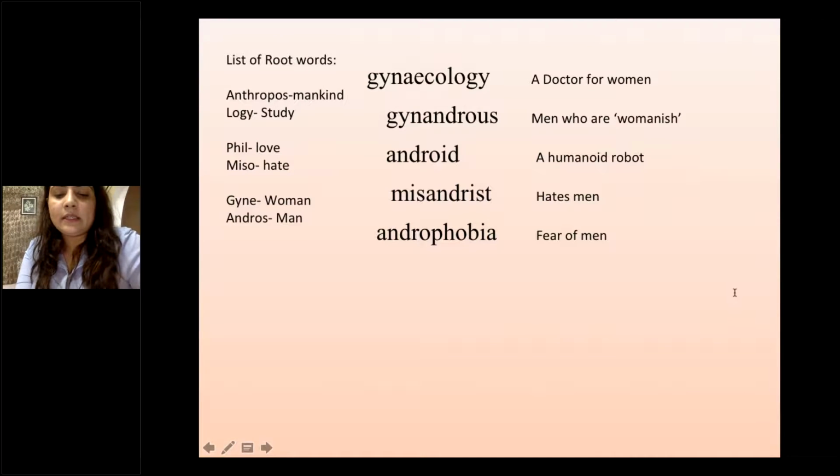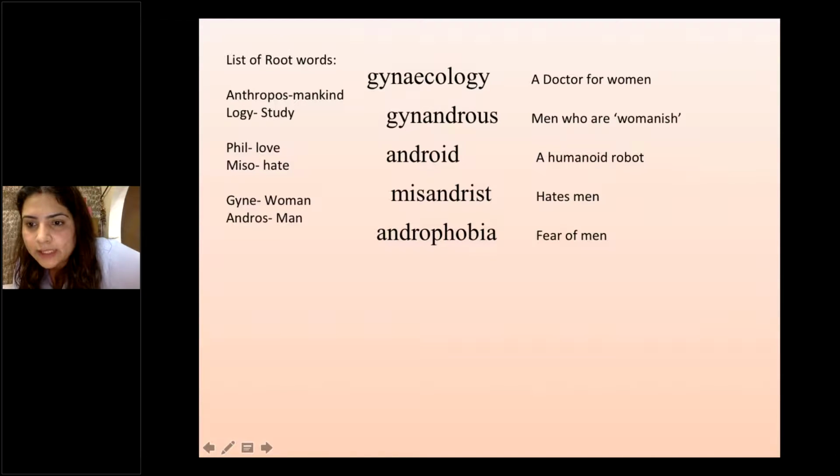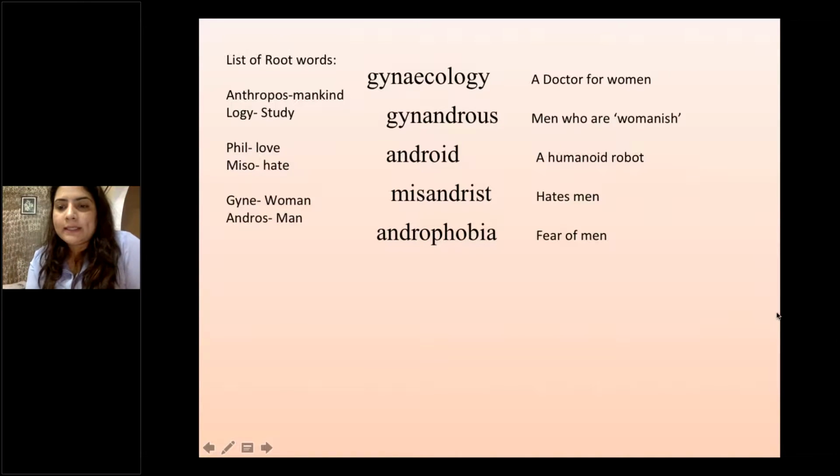Let me write down the answer. Anthrophobic or anthropophobic. Yeah, I think I've written it correct. Anthropophobic, yes. So let me send it to all. This is the answer. Anthrophobic or anthropophobic.